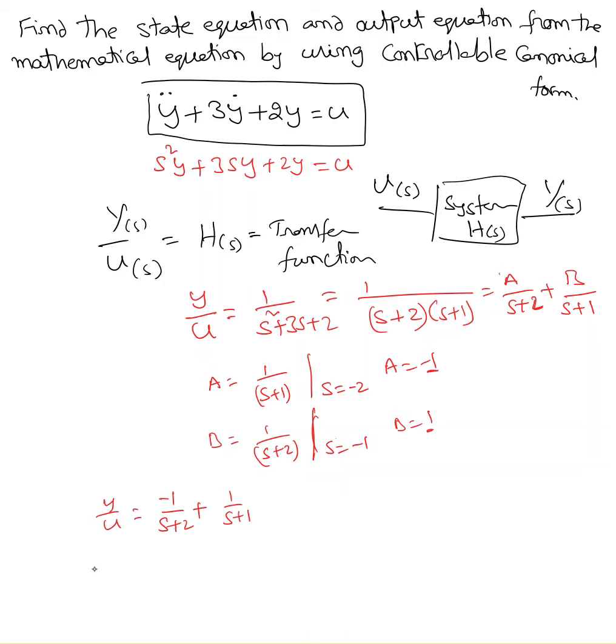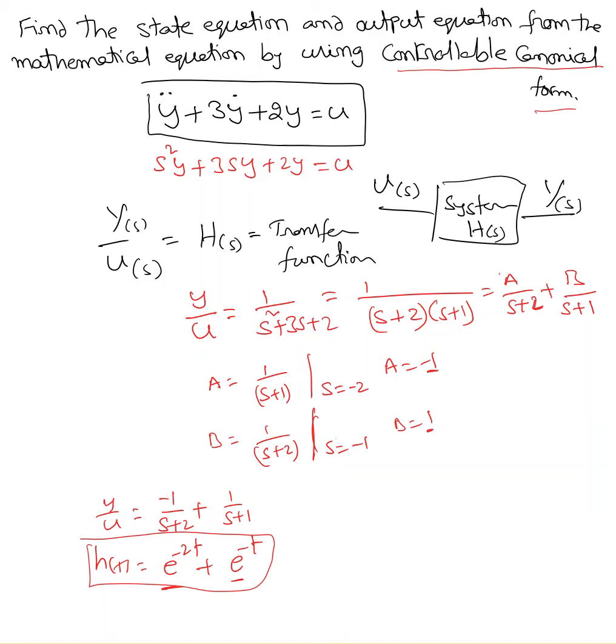When I transfer this into time domain, h of t equals e to the power of minus 2t plus e to the power of minus t. So this is a transfer function representing it could be an electrical circuit, or a mechanical system, anything. Now we want to find the state equation and output equation by using controllable canonical form.